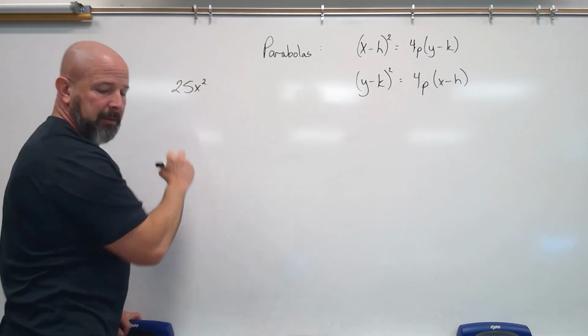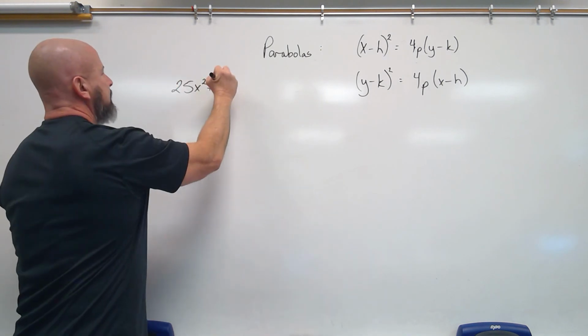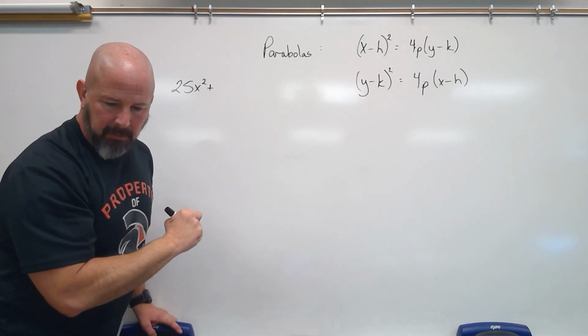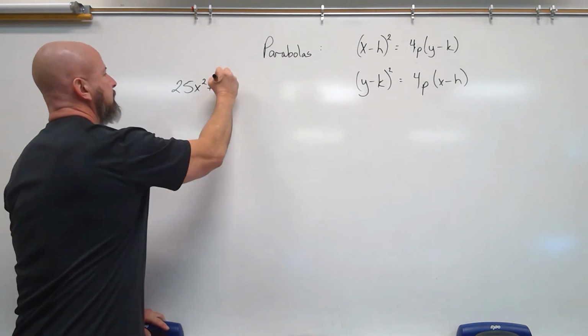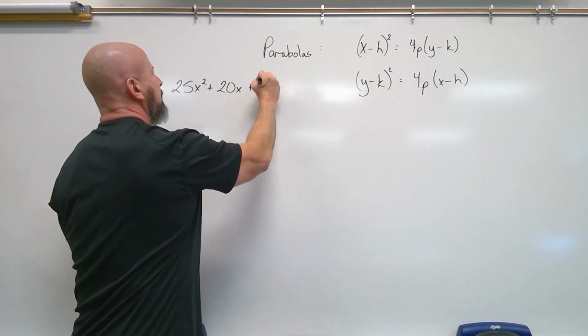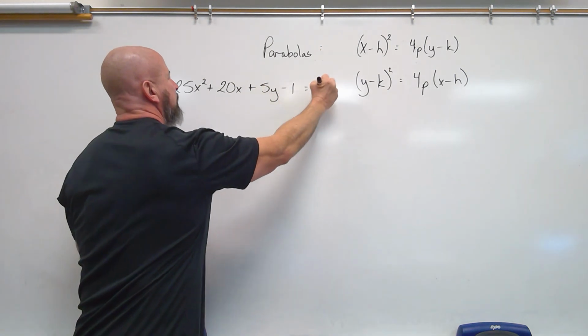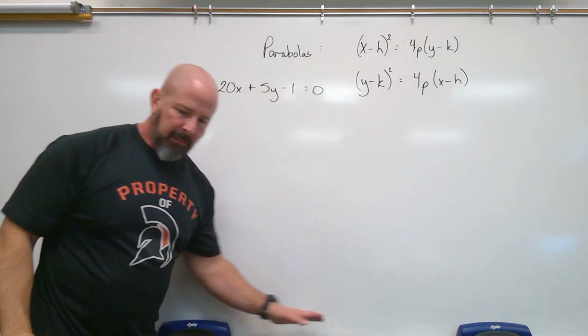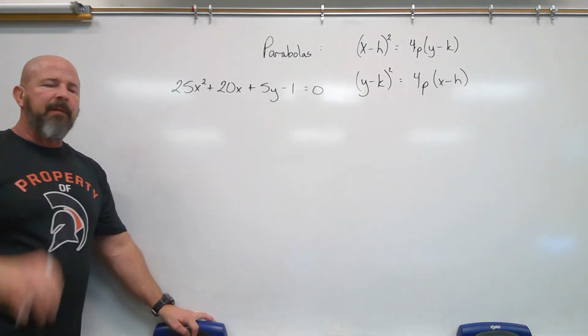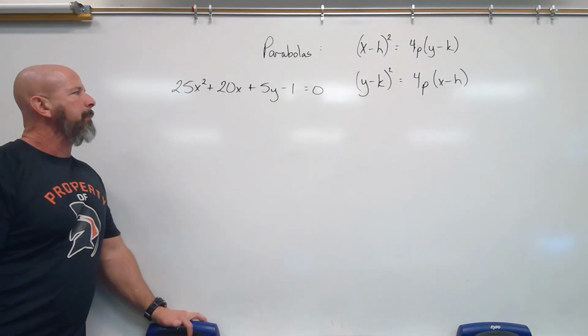25x squared plus 20x plus 5y minus 1 is 0. Okay? And again, I'm grabbing one here that's likely going to create some fractions and stuff to just kind of see how things are moving around.